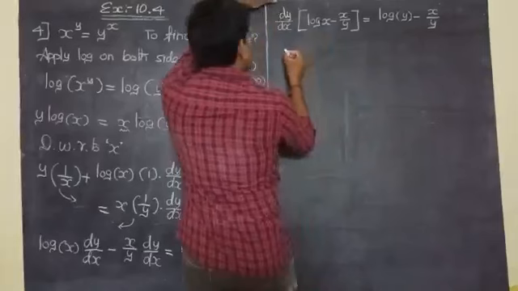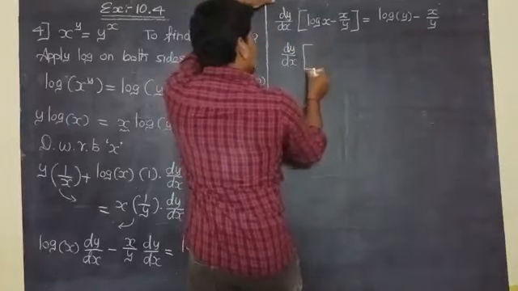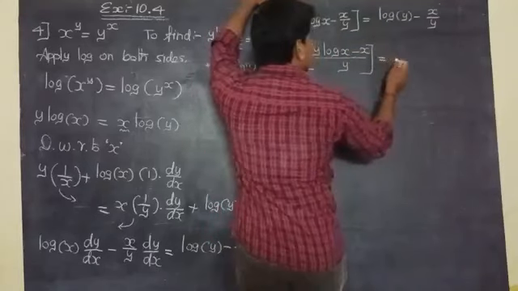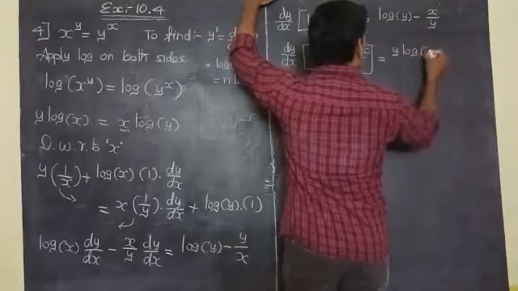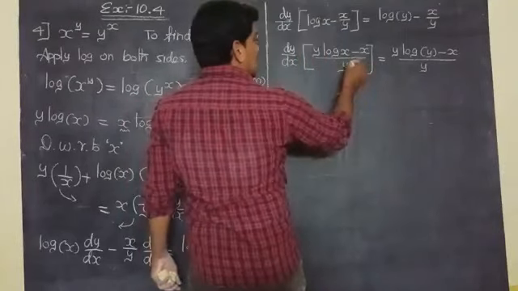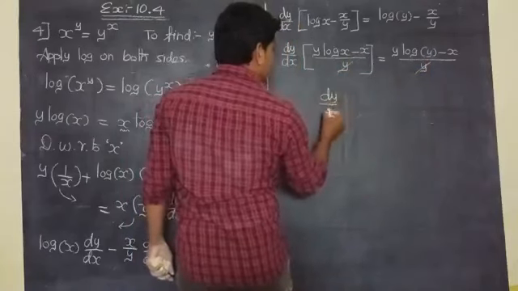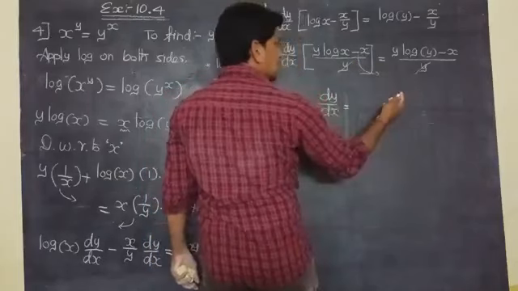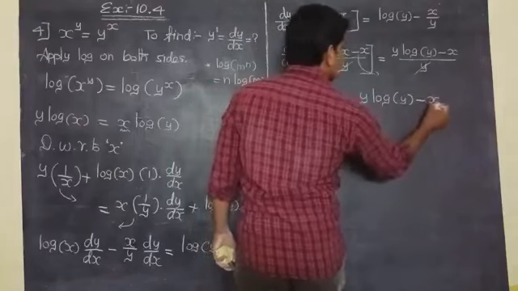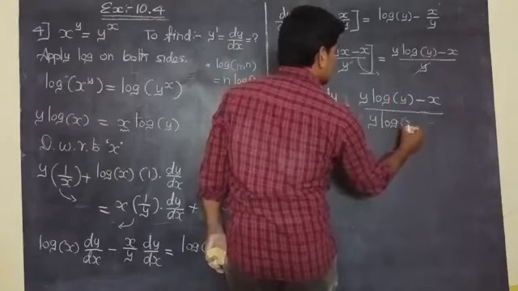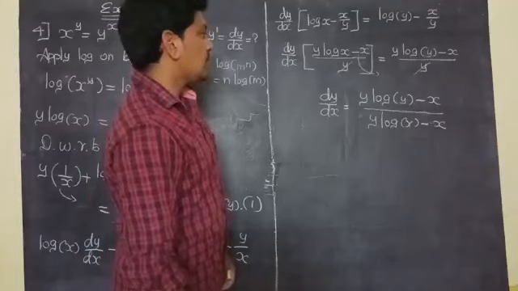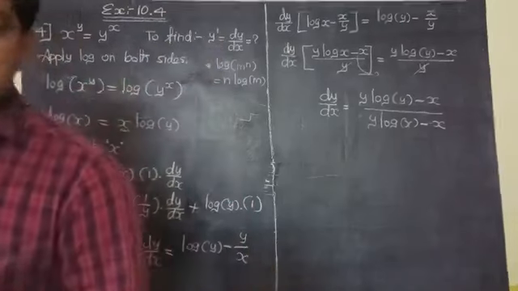Using cross multiplication, dy divided by dx is y into log of y minus x divided by y into log of x minus x, that is the divided form. Here the y cancels. Dy by dx is equal to y into log of y minus x divided by y into log of x minus x. Which is the required result.